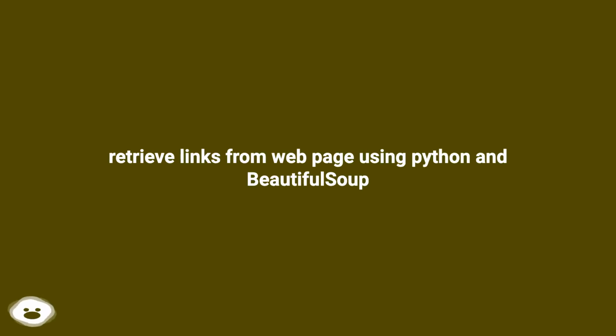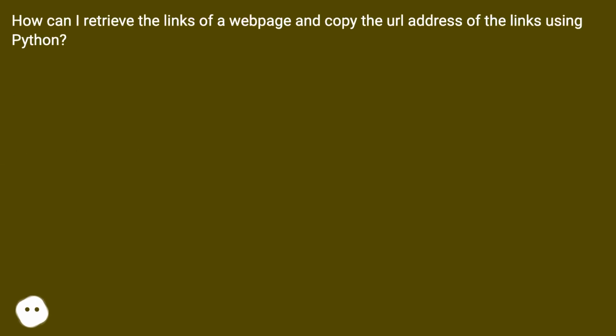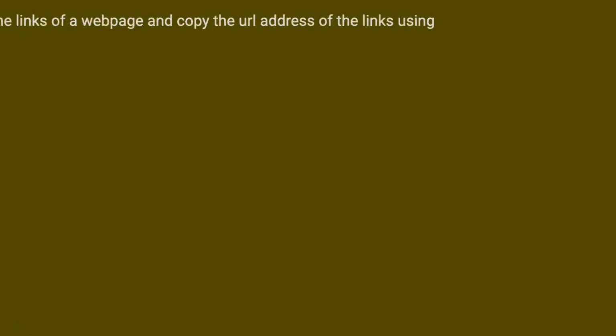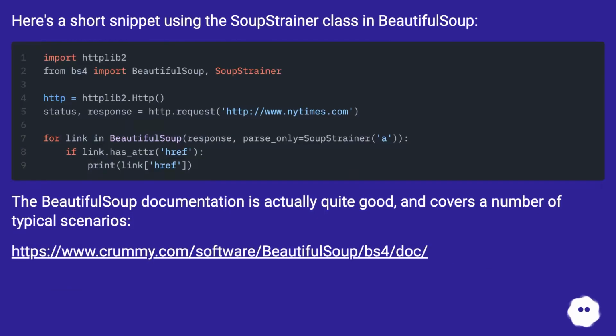Retrieve links from web page using Python and BeautifulSoup. How can I retrieve the links of a web page and copy the URL address of the links using Python? Here's a short snippet using the SoupStrainer class in BeautifulSoup. The BeautifulSoup documentation is actually quite good, and covers a number of typical scenarios.